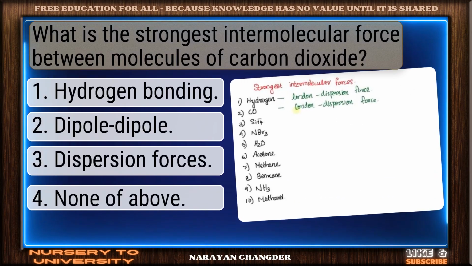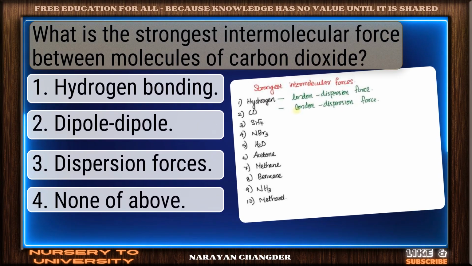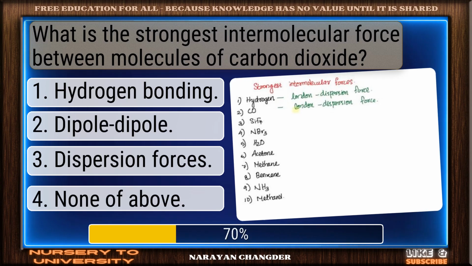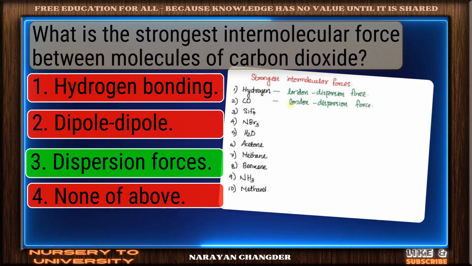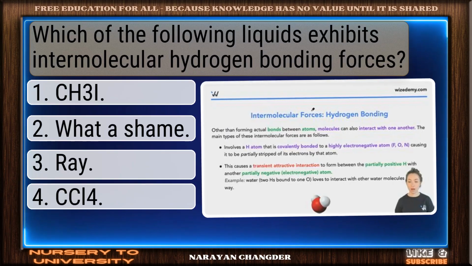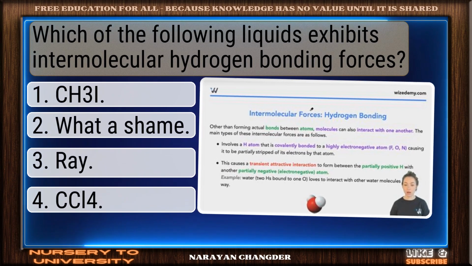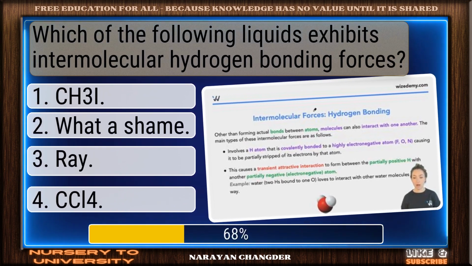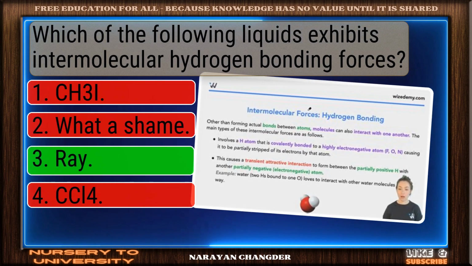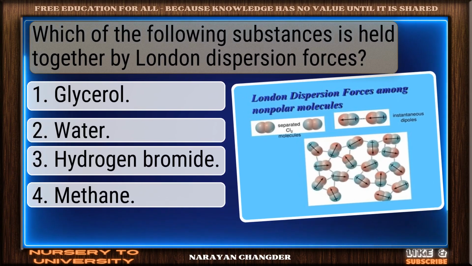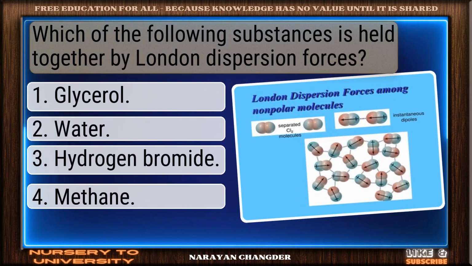What is the strongest intermolecular force between molecules of carbon dioxide? You're right. Dispersion forces is the correct answer. Which of the following liquids exhibits intermolecular hydrogen bonding forces? Right choice. H2O is the best answer. Which of the following substances is held together by London dispersion forces?